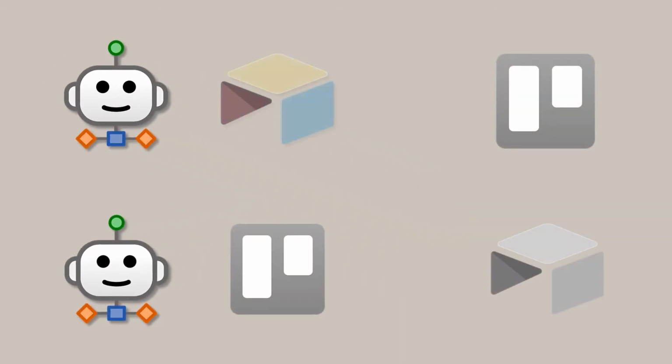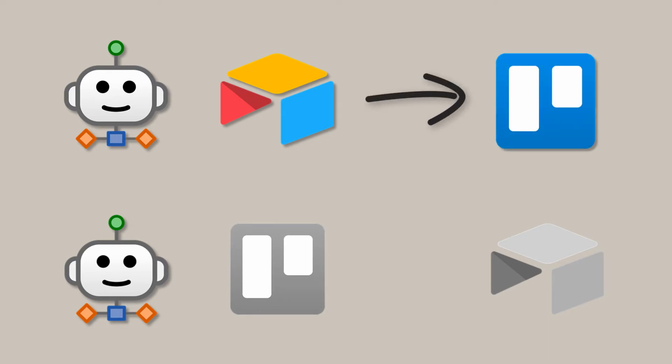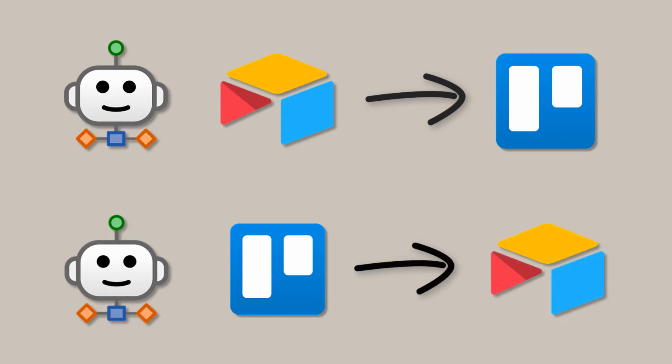One bot will monitor for new or updated records in Airtable and then automatically sync them over to Trello as new or updated cards. The other bot will monitor for new or updated cards in Trello and then automatically sync them over to Airtable as new or updated records.